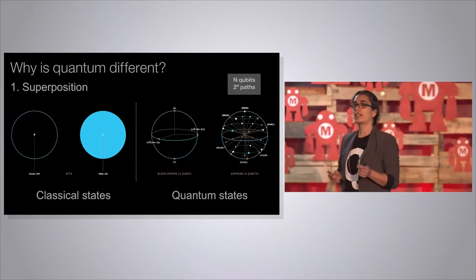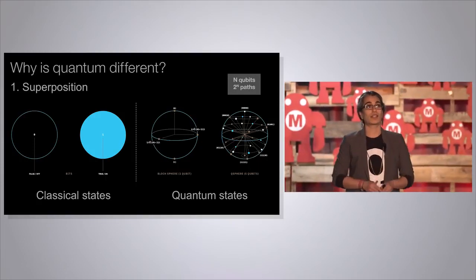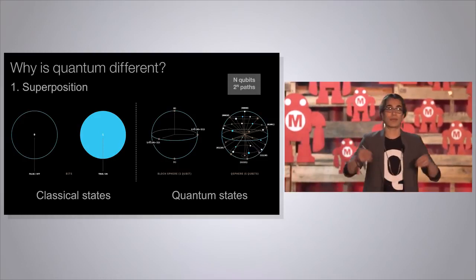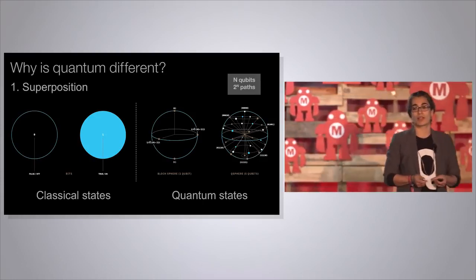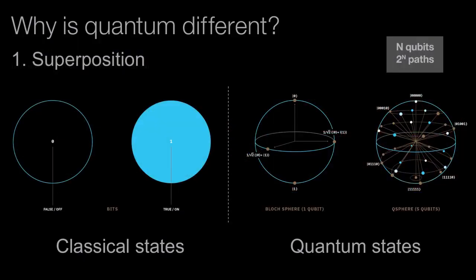If 1 qubit can be in a superposition of 2 states, then 2 qubits can be in a superposition of 4 states, and 3 qubits can be in a superposition of 8 states. So the possibility space you can explore is much more interesting and complex in quantum information. The diagram on the right is showing you a superposition of 5 qubits, so you can be in a superposition of 32 states. So superposition is the first thing.